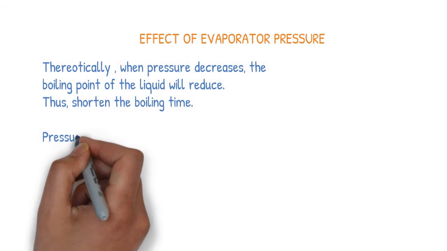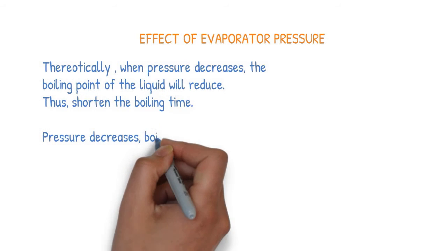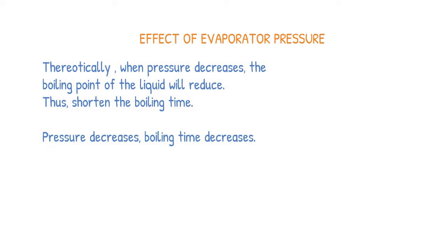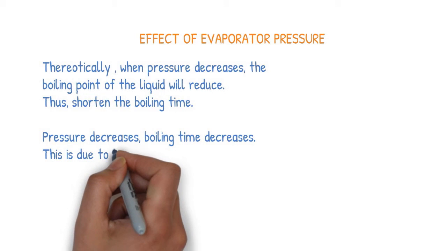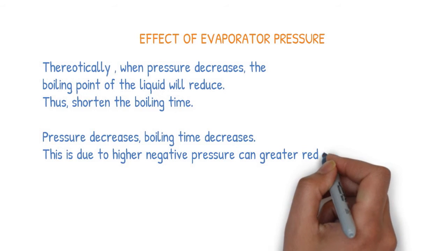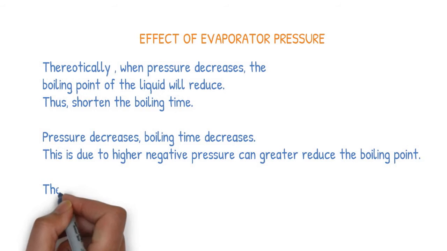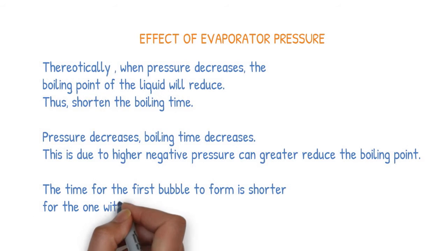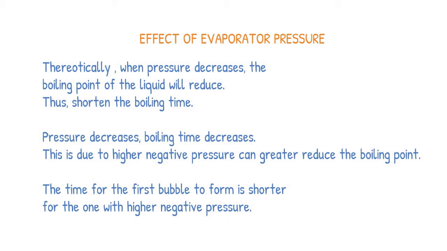When the pressure is decreased from negative 200 mmHg to negative 600 mmHg, the boiling time for the potassium manganate solution will decrease. This is definitely caused by a higher negative pressure value that can reduce the boiling point of the solution. On the other hand, the time for the first bubble to form is shorter for the one with higher negative pressure, which is negative 600 mmHg.